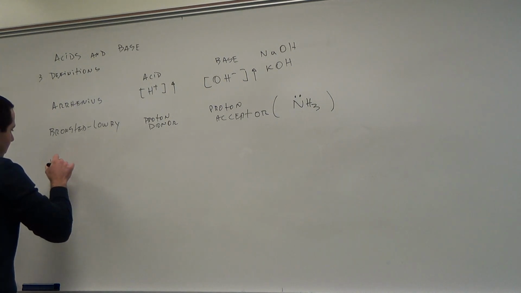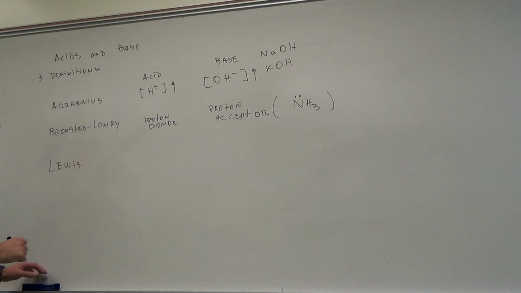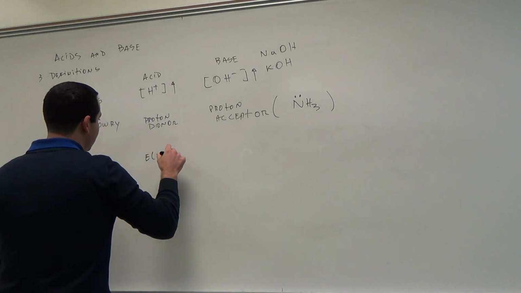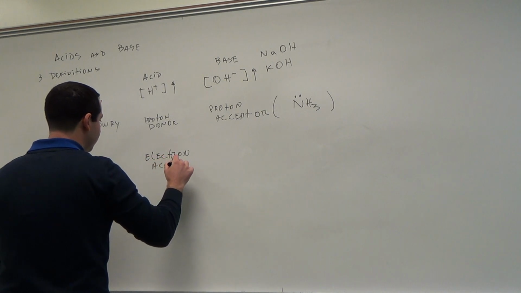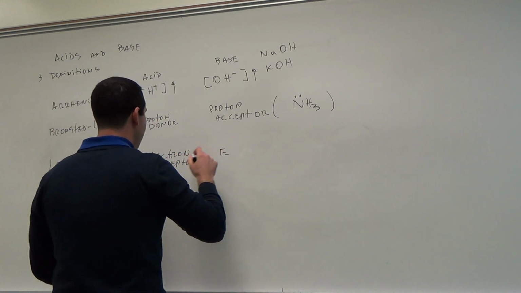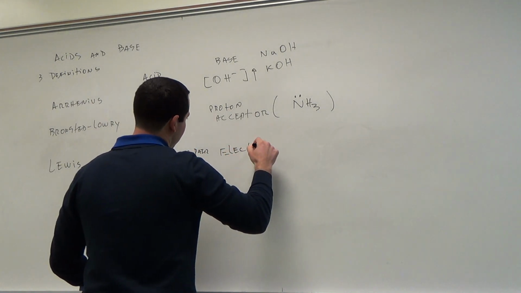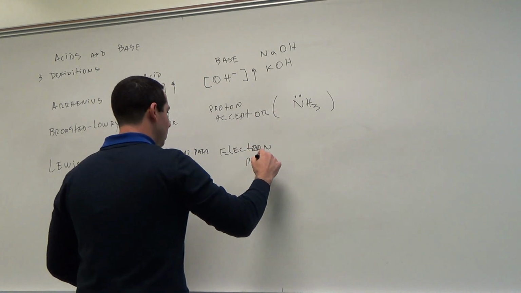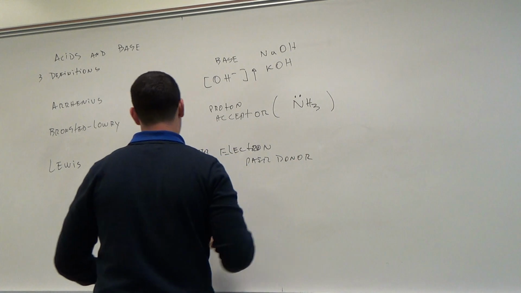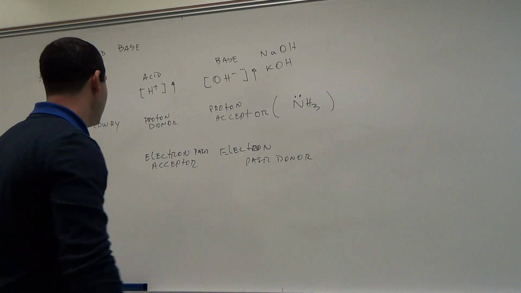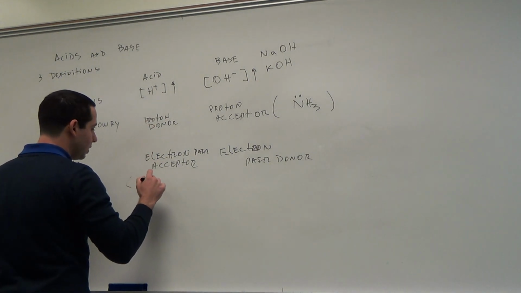And then we have the Lewis acid-base definition, and the Lewis acid-base definition is about what? Electron acceptor. This is an electron acceptor, and this is an electron donor. I should say, electron pair acceptor, and this is an electron pair donor. Okay. Lewis acids have incomplete octets. Write it down.